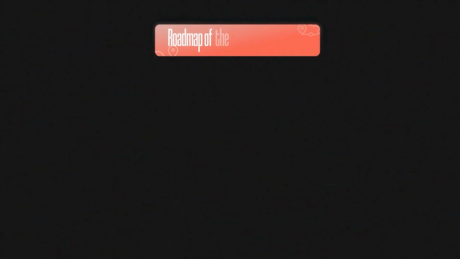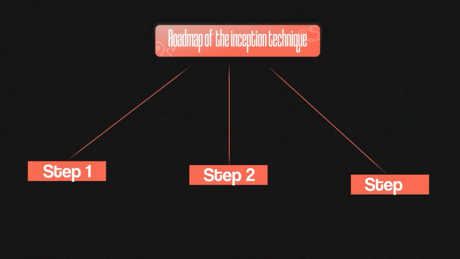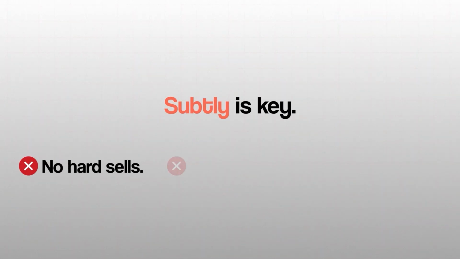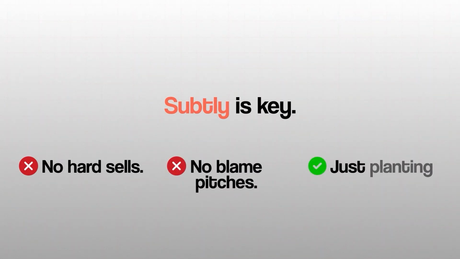Here's your roadmap for mastering the Inception technique in 3 actionable steps. Step 1, seed planting. This is subtle yet strategic, okay? The first move in your storytelling chess game is seeding. Think of this as casually dropping hints and building context that subtly nudges your audience toward the end game. But remember, subtlety is key. No hard sells, no blatant pitches, just planting seeds.